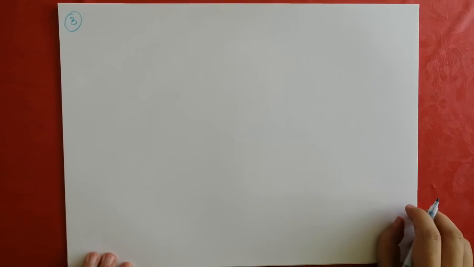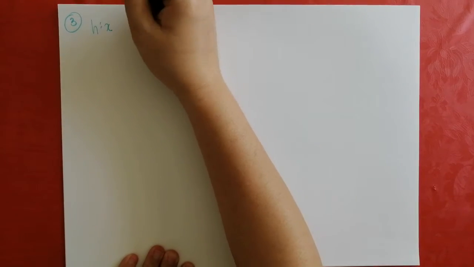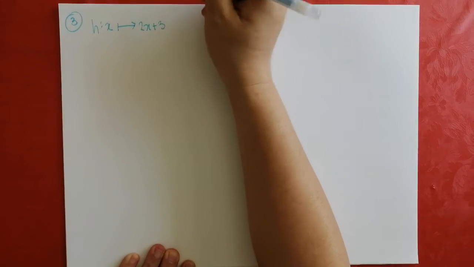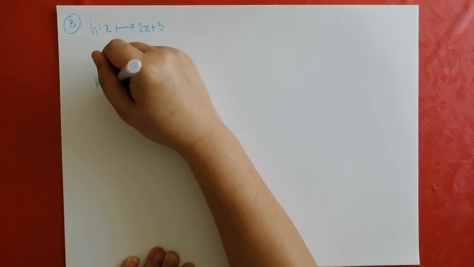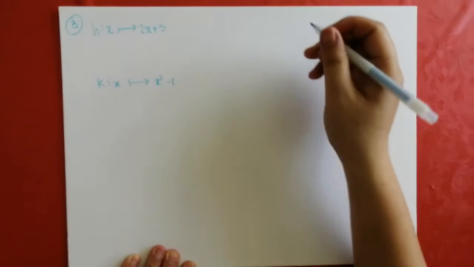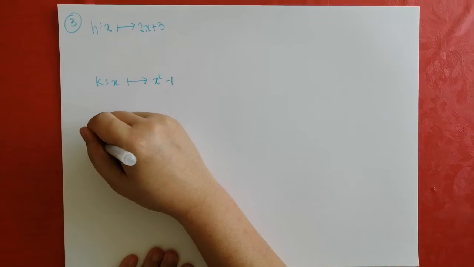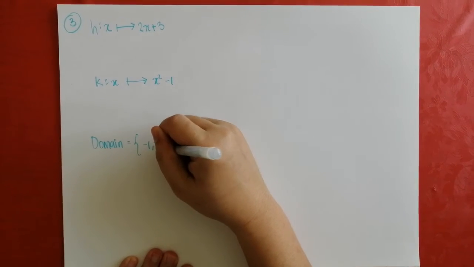Moving on to example number 3 now. We have two functions h and k, given that h maps x onto 2x plus 3, and k maps x onto x squared minus 1. Where you have a domain of h and k, your domain is given: -1, 1, 2, and 3.